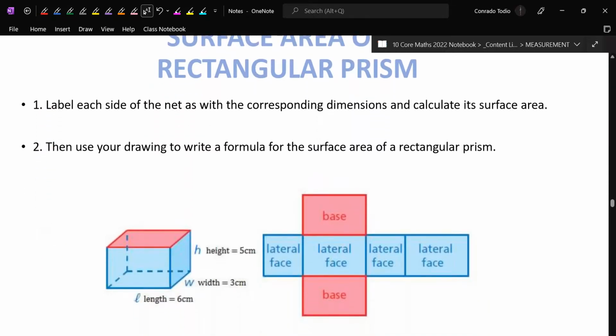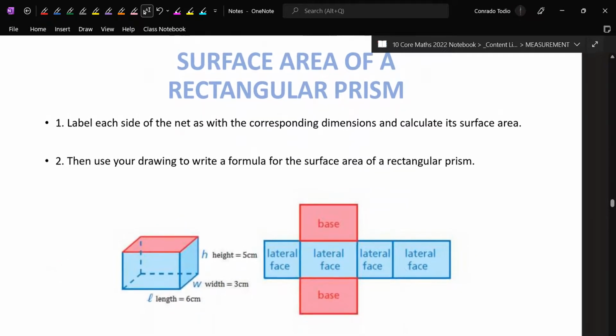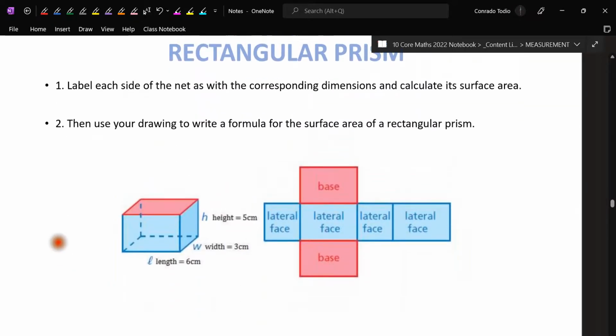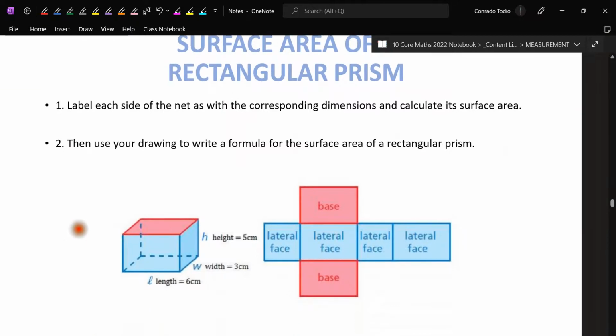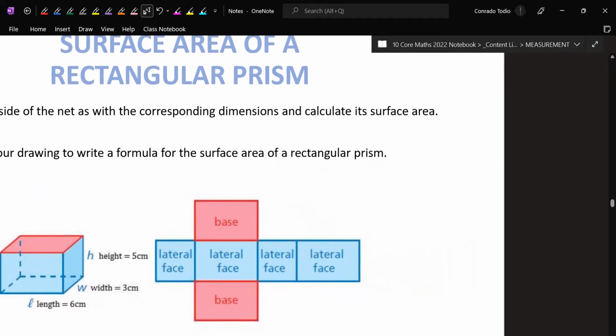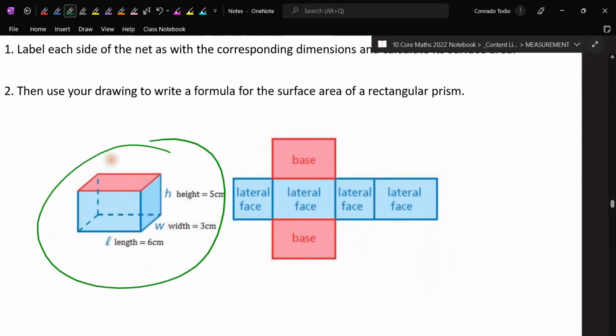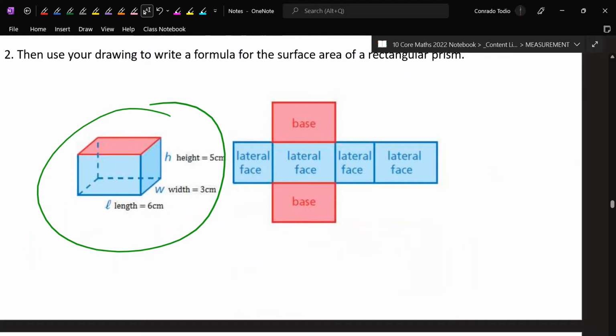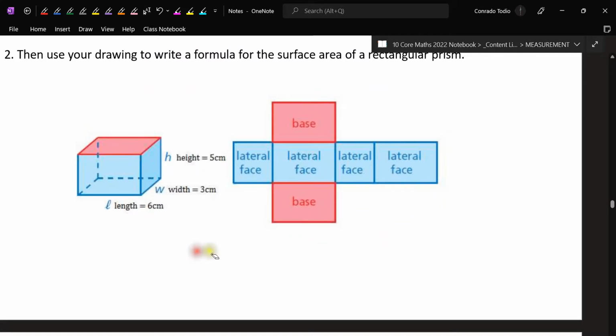All right, so here we're going to look at some formulas that you can use to find the areas of certain shapes. Okay, so here, for example, a rectangular prism. You can do it this way if you want to, but you don't have to. Okay, it says here, label each side of the net with its corresponding dimension and calculate its surface area. Then use your drawing to write a formula of the surface area of a rectangular prism. Let's actually put that to practice. So here is this shape here. Okay, so just watch it for now. Don't have to do anything. I'm going to redraw that here.